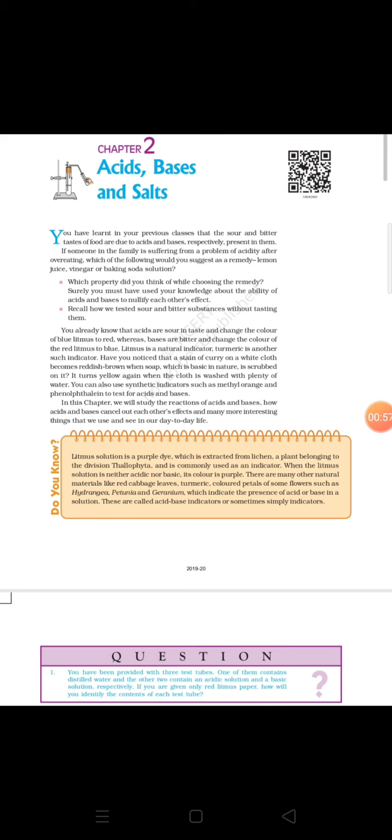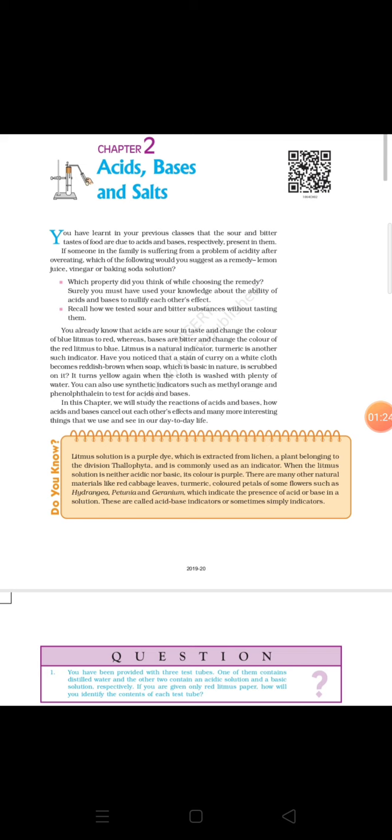You know that lemon juice has an acidic nature. Vinegar is also acidic in nature as it contains acetic acid. Baking soda solution is basic in nature. We know that acid can be nullified by using base. So here the remedy which we can use for the problem of acidity is baking soda solution.